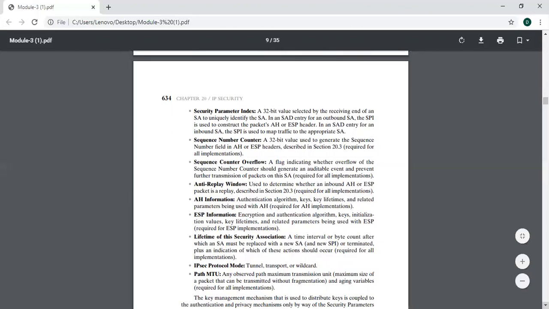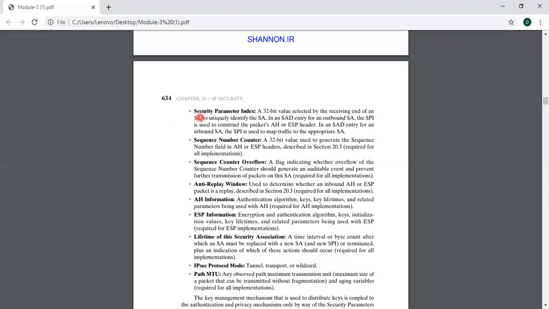The first one is the security parameter index. It is a 32-bit value which is selected by the receiving end, or destination side. The next one is the sequence number counter. It is also a 32-bit value which is used to generate the sequence number. Sequence counter overflow, as the name itself tells, is a flag indicating overflow of the sequence number.